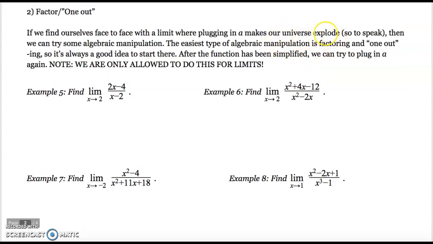So if you hear me use that phrase, that's what I'm talking about. It's causing a disruption in our mathematical minds. So if that happens, we can try some algebraic manipulation, and the first and easiest type of algebraic manipulation we're going to learn is factoring or one-outing. So it's always a good idea to start here. After the function is simplified, then we're going to go back and try to just plug in the number again.